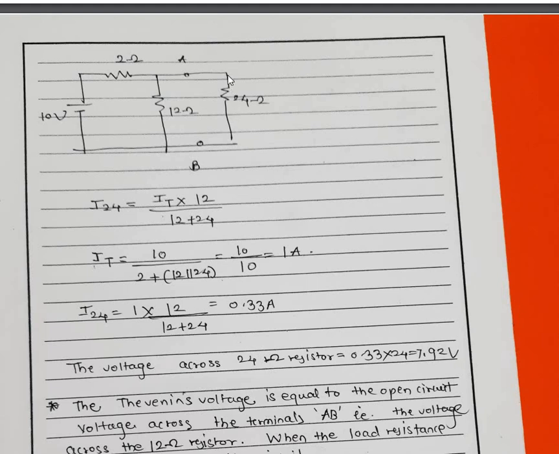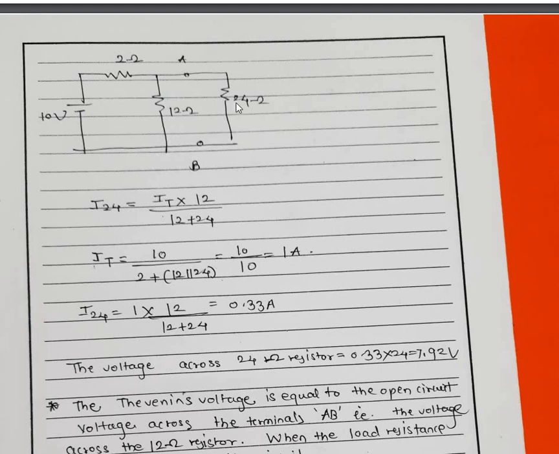Say, for example, we want to calculate the current flowing through this particular 24 ohm resistor. Then I24, the current flowing through the 24 ohm, will be equal to the total current IT, that is, the current coming in, times the other resistor. So here we apply the current division rule: IT into 12 divided by 12 plus 24. IT is 10 divided by 2 plus 12 parallel 24, which comes out to be 1 ampere.